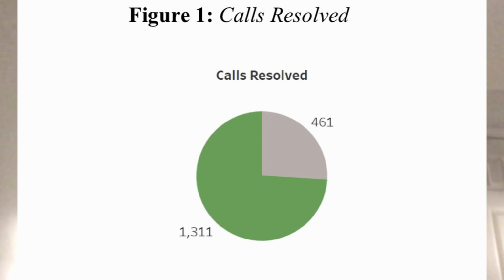So figure 1, we talked about the unresolved calls. And unresolved calls is a huge thing because that means that either they weren't dealt with, nobody got to them, or the staff didn't do something about it. It just means that they were unresolved. And we can see that 27% of the calls were left unresolved. So that's a pretty bad statistic.